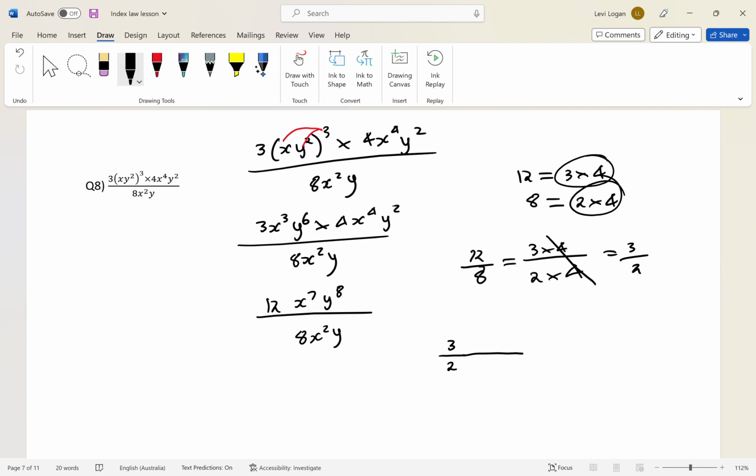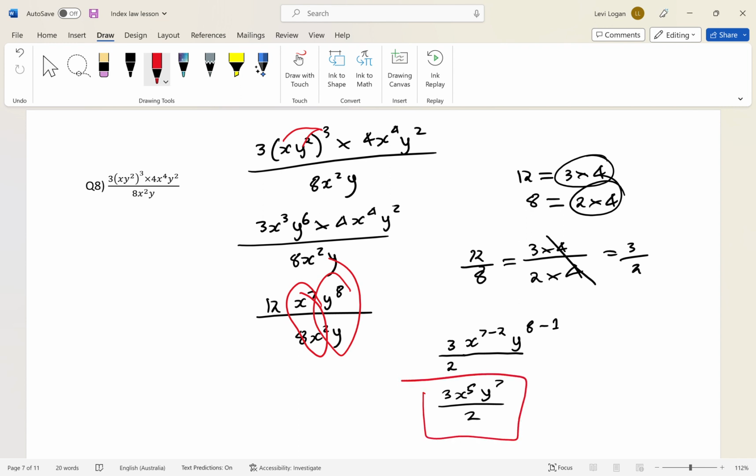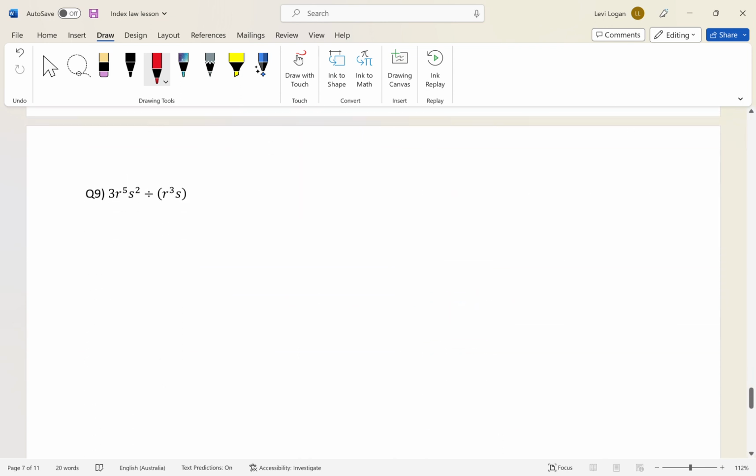Here we have our second index law, so we're going to have x to the 7 minus 2. And here we also have our second index law, so we're going to have y to the 8 minus 1. So we're going to be left with 3 x to the 5 and y to the 7 all over 2. That is the answer to question 8. If you had any questions, comment, of course, and I'll try to respond to it. Alright, question 9.